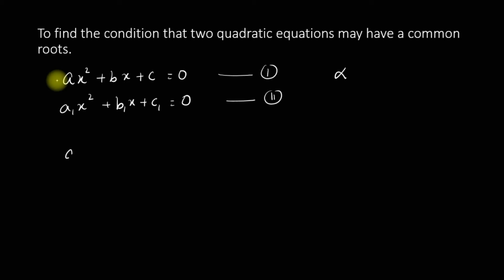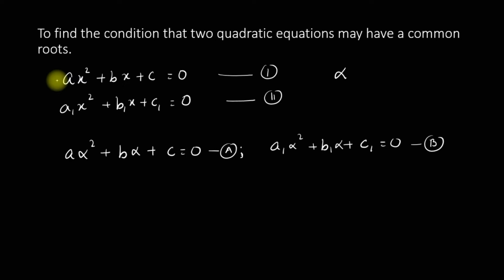So we can write here a alpha square plus b alpha plus c equal to 0, and the second quadratic equation as a1 alpha square plus b1 alpha plus c1 equal to 0. Suppose this is equation A and this is equation B. Now alpha is the common root, so this alpha must lie on the graph of both quadratic equations, right? Now we have to solve these equations A and B in order to find the value of alpha.